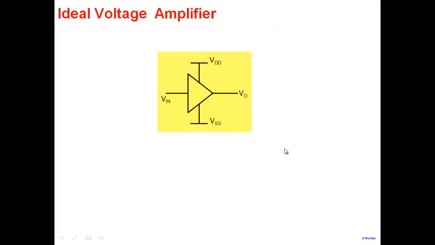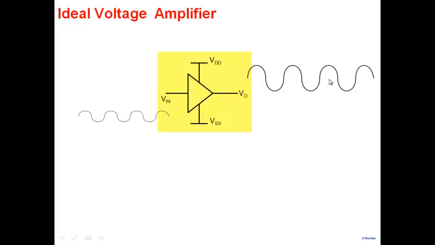So ideal voltage amplifier, well, the schematic denotes that what I have is a signal here, a voltage signal here, and at the output I have another voltage signal here. The point to remember is that to call something an ideal amplifier, the output should be a faithful reproduction of the input here.